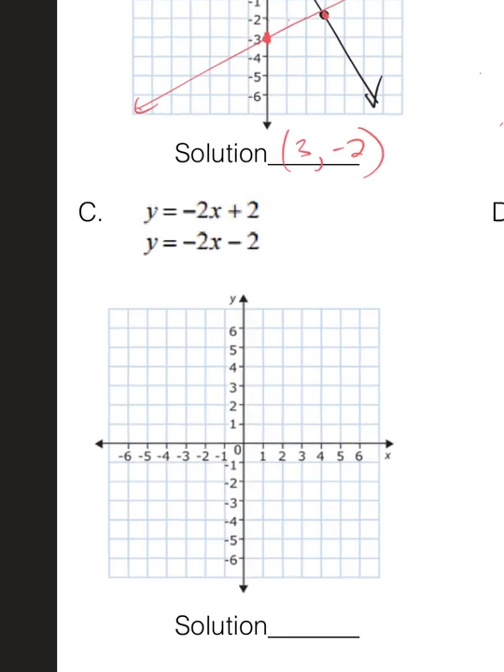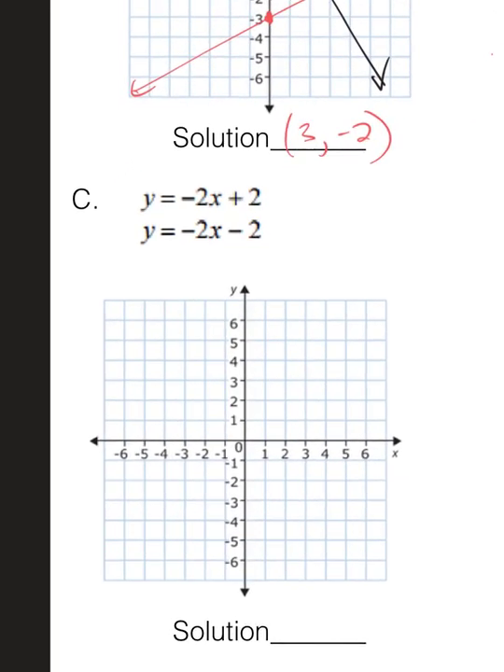Look at the next one. For this one, my first equation has a y-intercept of +2 and a slope of -2, so this is where I'm going. And I'm going to go ahead and draw my line and arrows. I'll change my color again. Next one has a y-intercept of -2, a slope of -2.